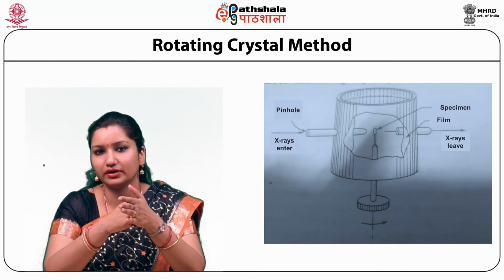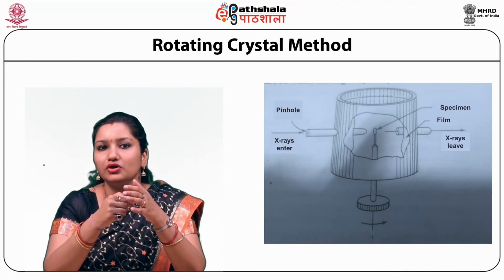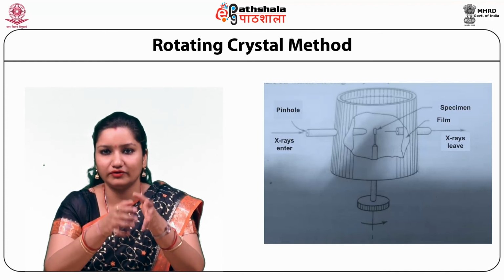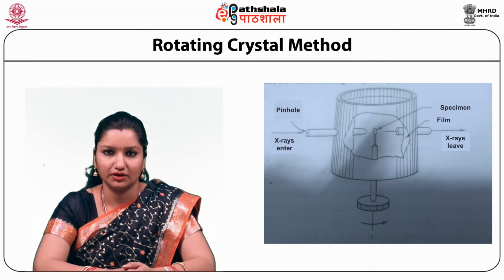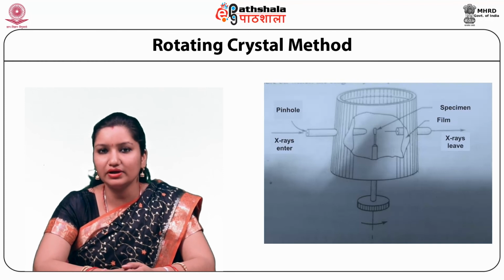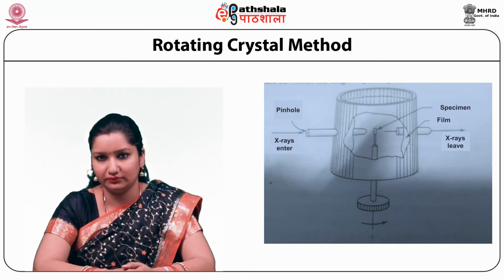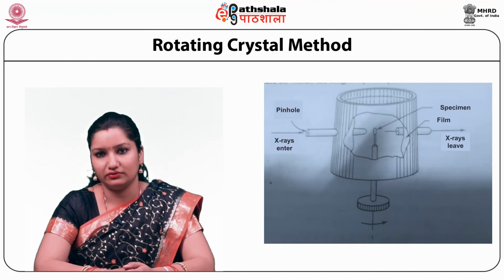The film is mounted in a cylindrical holder concentric with a rotating spindle on which the single crystal specimen is mounted. The dimensions of the crystal should be small, generally less than 1 millimeter. The incident X-ray beam is made nearly monochromatic by a filter or by reflection from an earlier crystal.